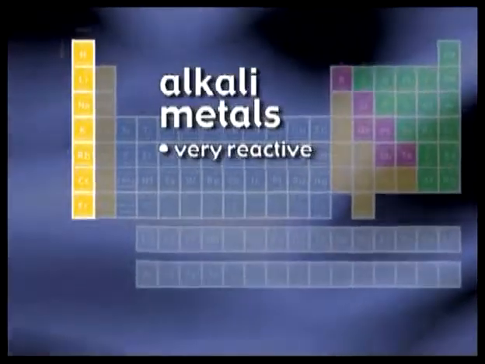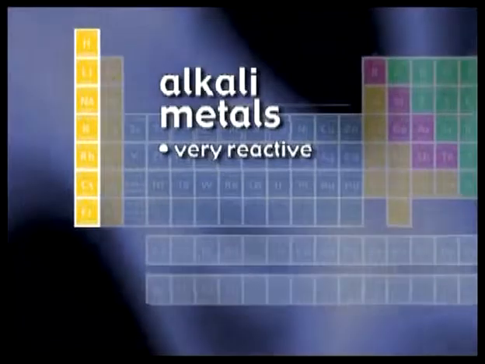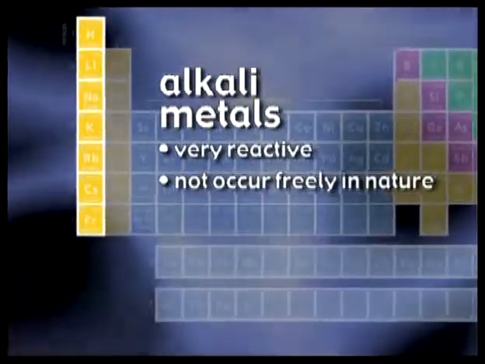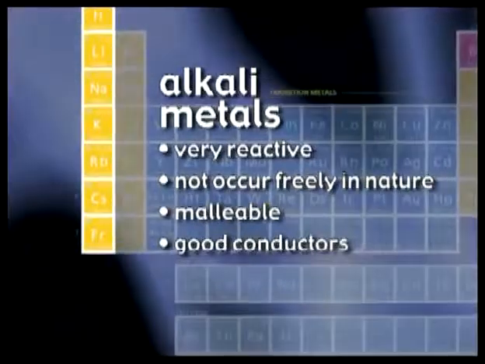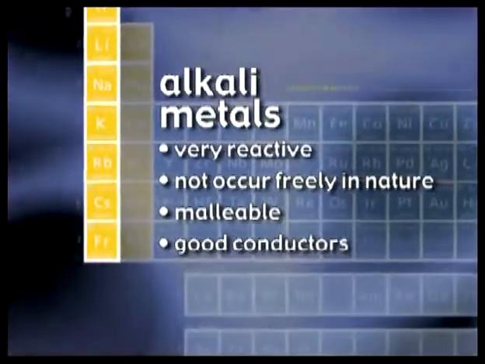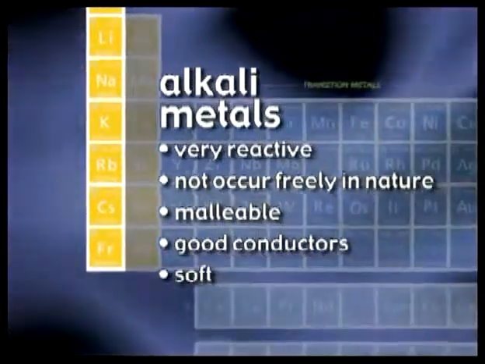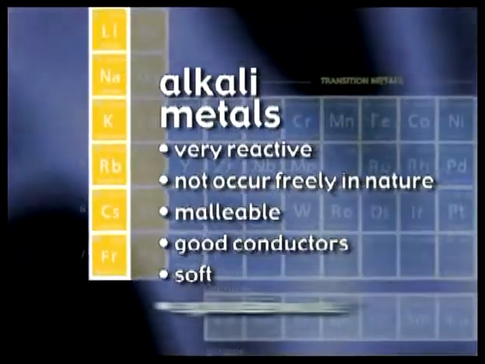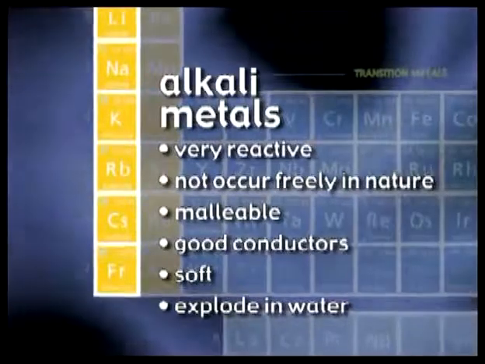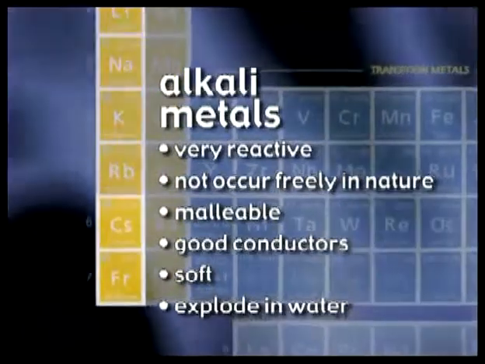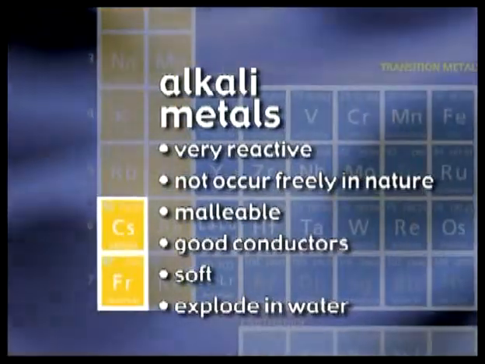The alkali metals are very reactive metals with a valence of 1. They do not occur freely in nature. They are malleable and good conductors of heat and energy. The alkali metals are softer than other metals. They can explode if exposed to water. Cesium and francium are the most reactive elements of the group.